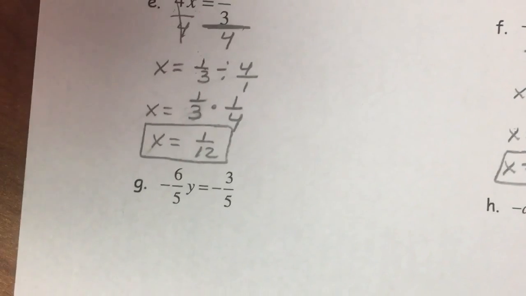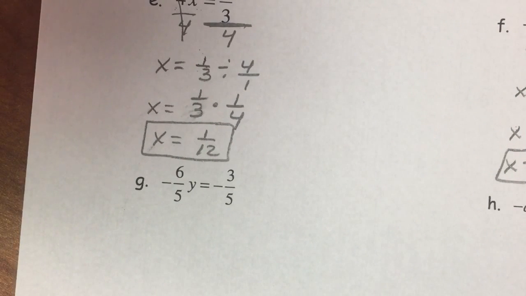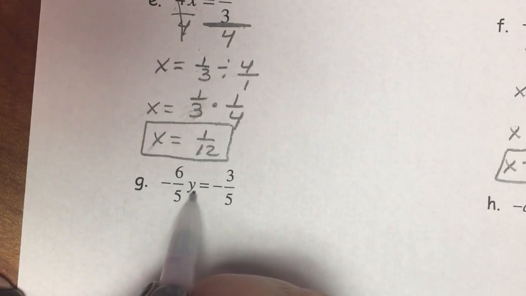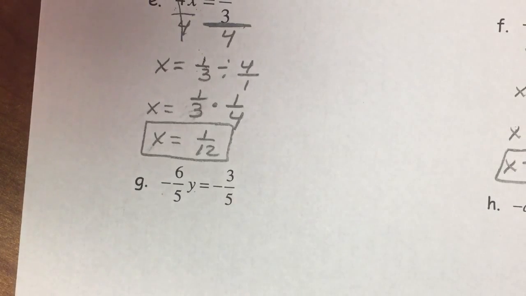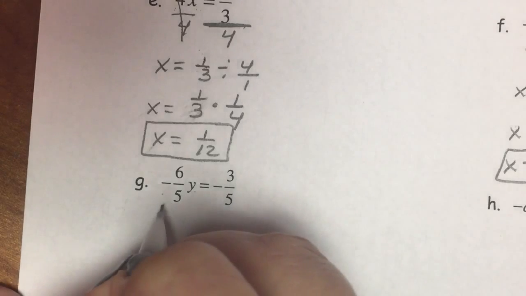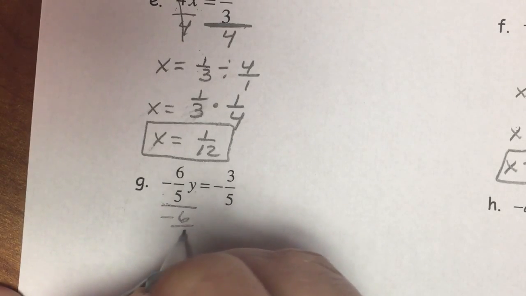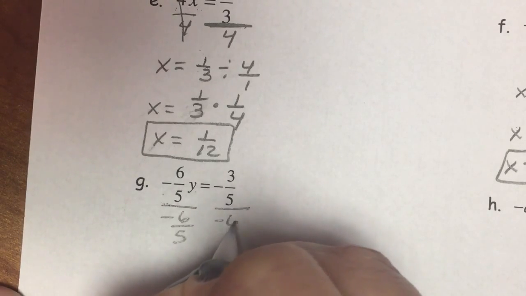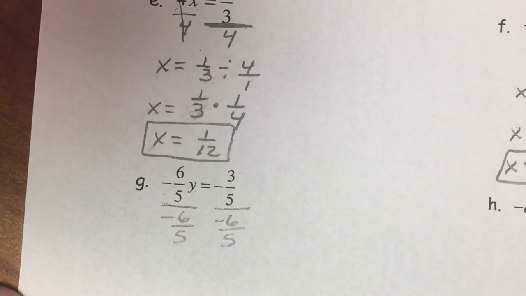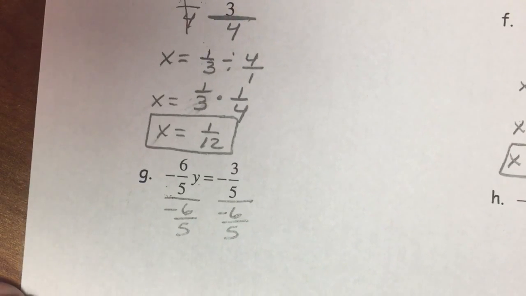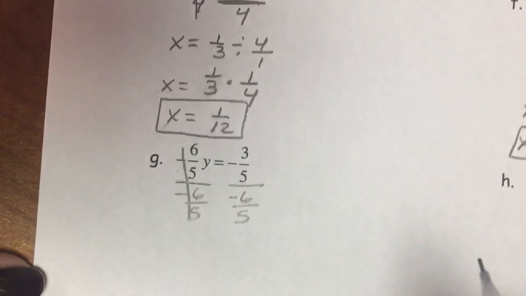So hopefully these won't be so difficult here. All right, let's look at this one. What's happening here to the y? It's being multiplied by negative 6/5. So we are going to divide both sides of my equal sign by negative 6/5. These will cancel.